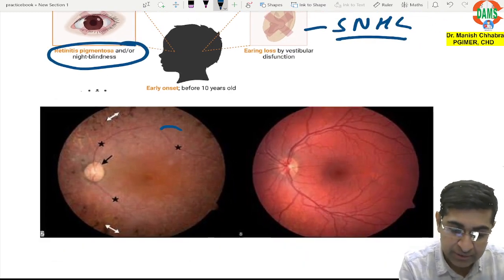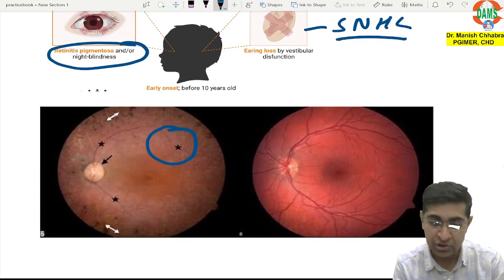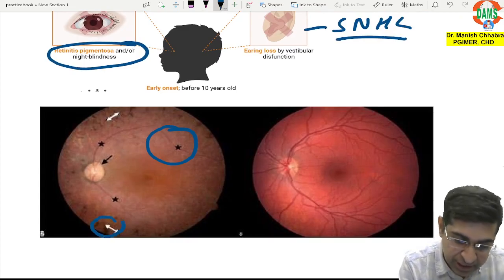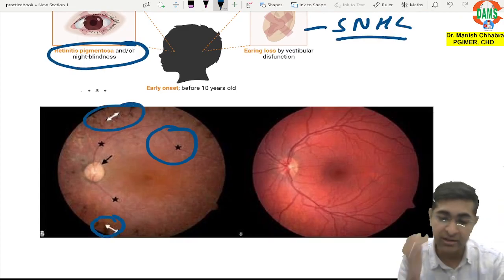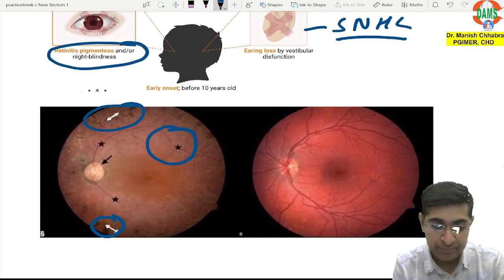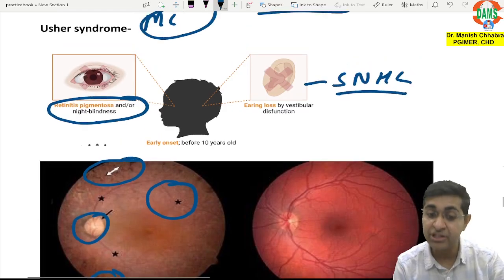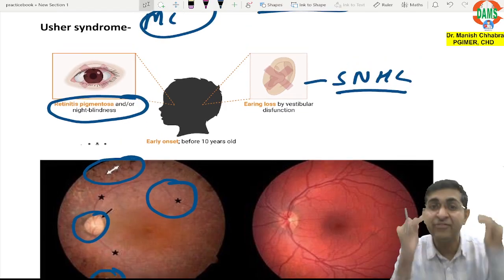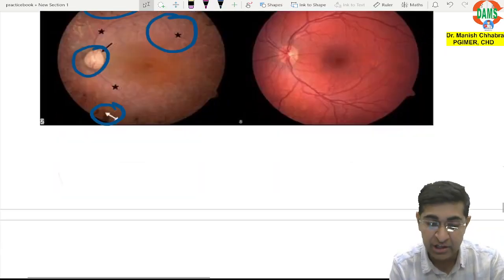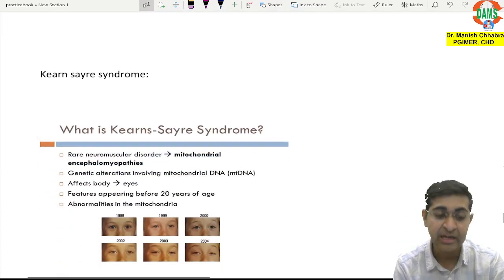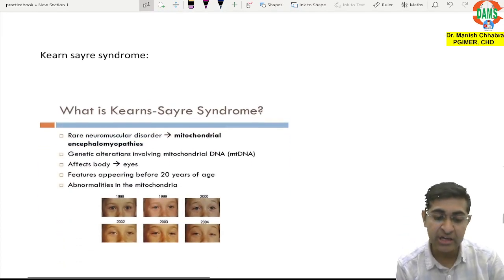Can you appreciate the arteriolar attenuation? You can also appreciate some pigmentation at the mid periphery, right? You can also appreciate the pale and waxy disc, but it is associated with the systemic features of Usher syndrome. Very important. Then next is Kearns-Sayre syndrome.